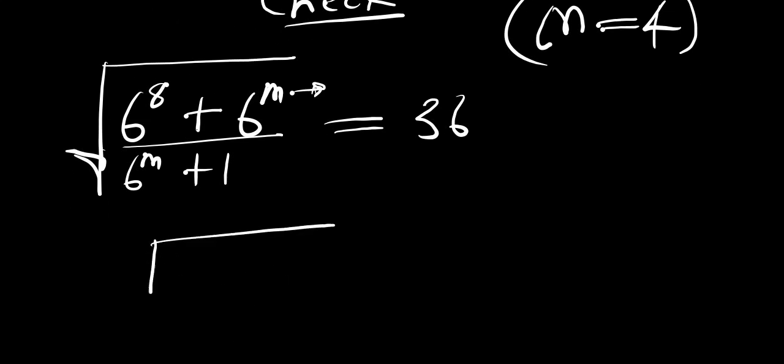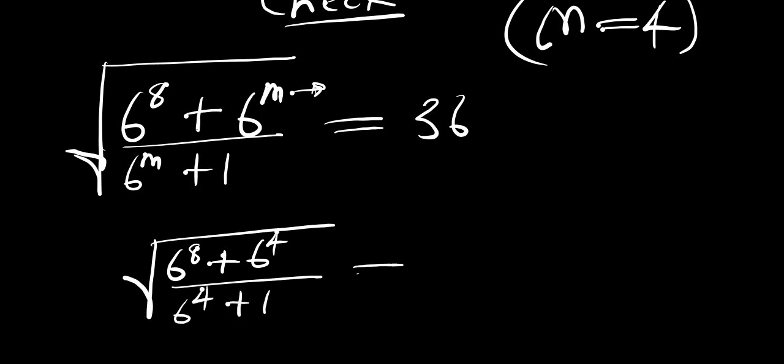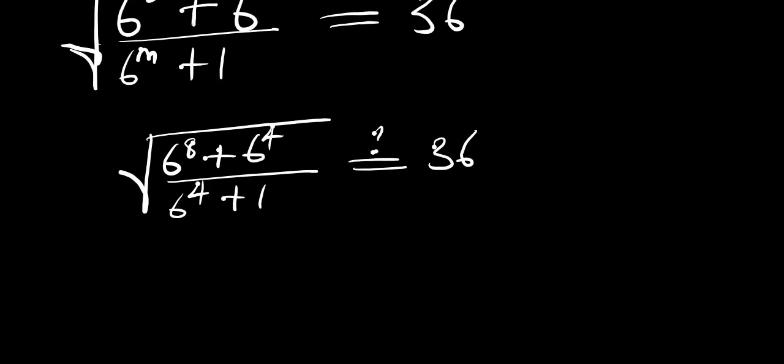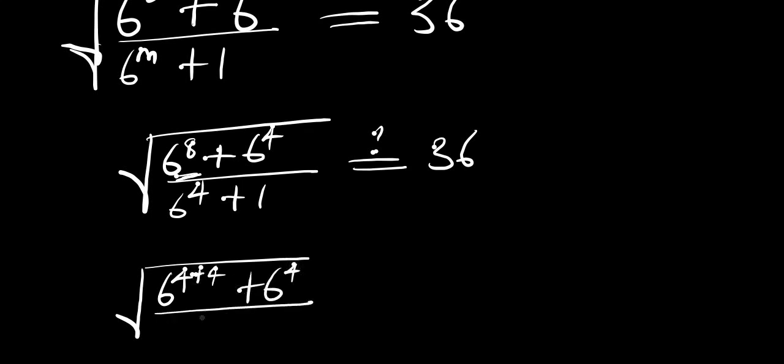the square root of 6 to the power of 8 plus 6 to the power of 4, that is m, divided by 6 to the power of 4 plus 1, and this equals 36. That's what we are going to find out. At this point, we can rewrite this 6 to the power of 8 as the square root of 6 to the power of 4 plus 4, because 4 plus 4 is 8, plus 6 to the power of 4 divided by 6 to the power of 4 plus 1, and this equals 36.